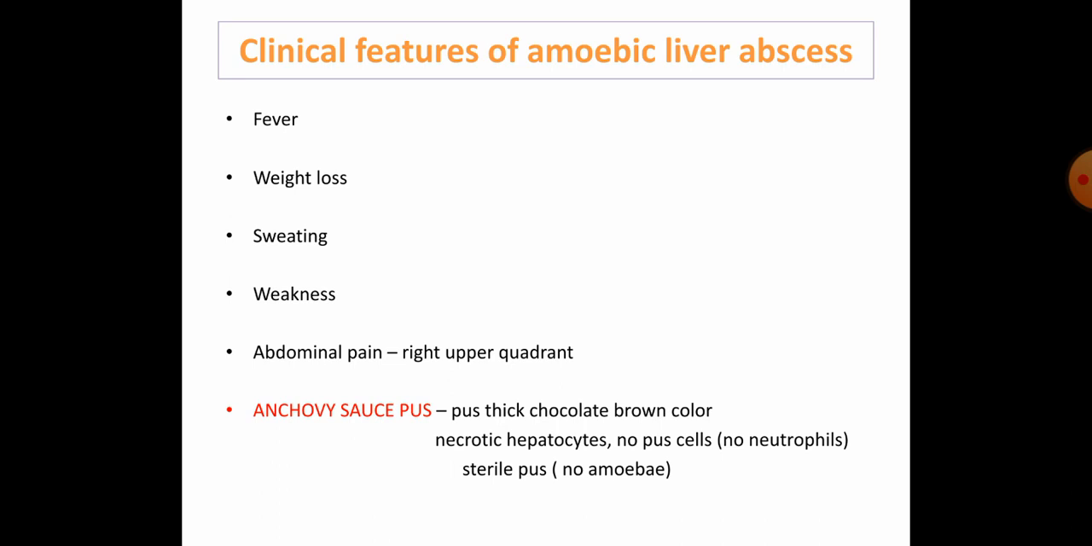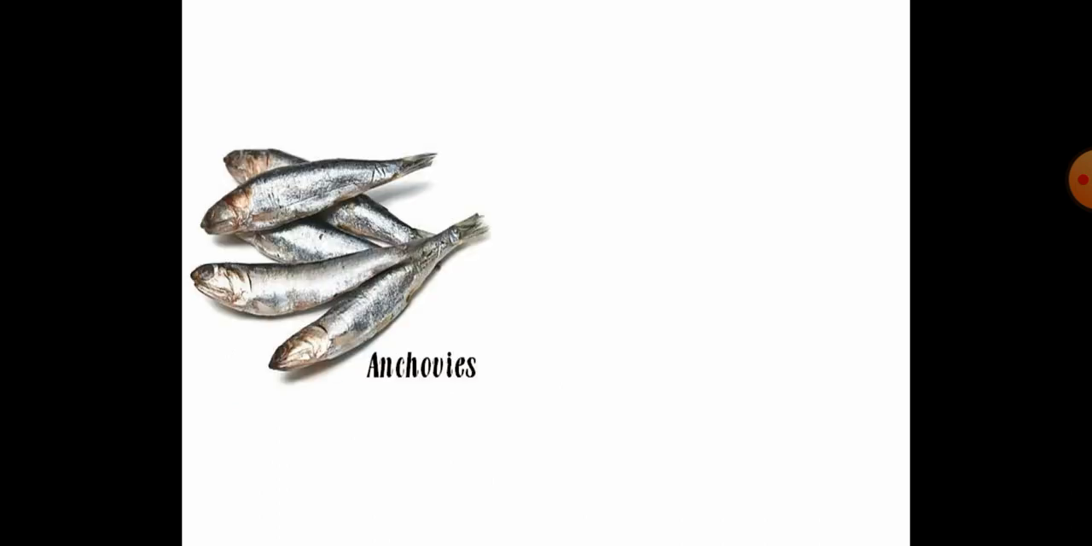Once we drain out the abscess, the discharge is referred to as the anchovy sauce pus. It is pus which is thick in consistency, and chocolate brown in color. It contains necrotic hepatocytes, but it does not contain any pus cells, and there are also no amoebae. Therefore, it is referred to as sterile pus.